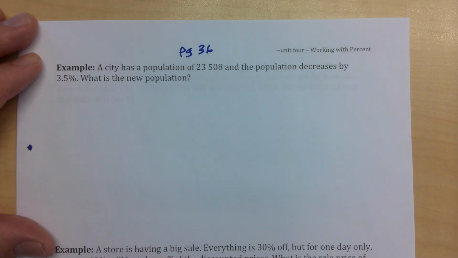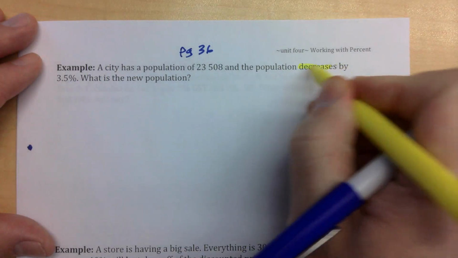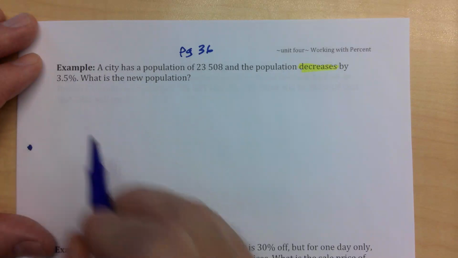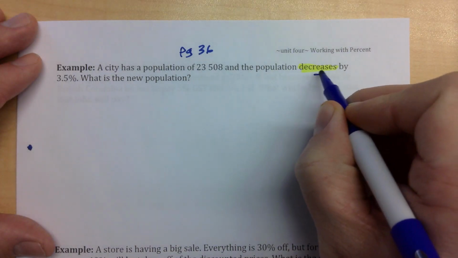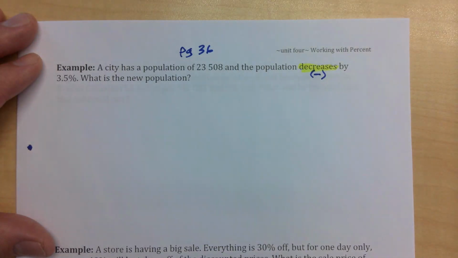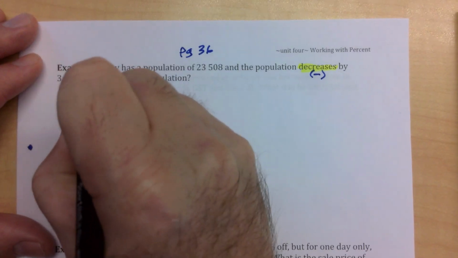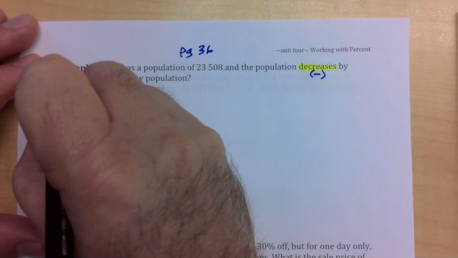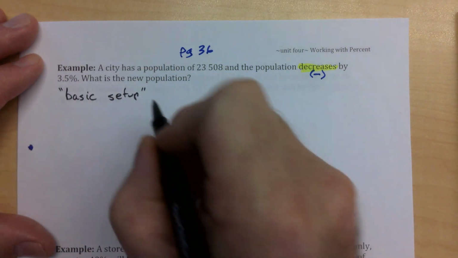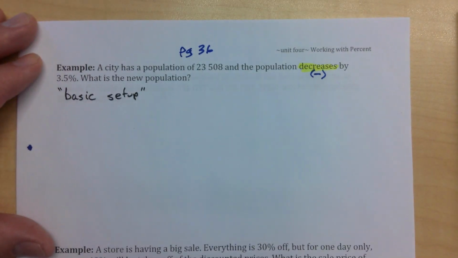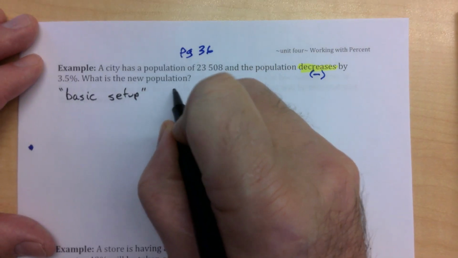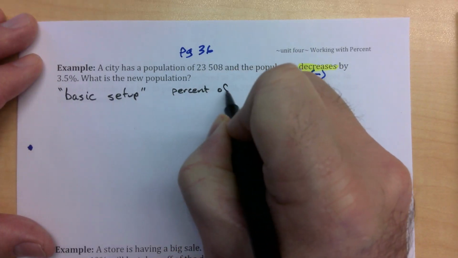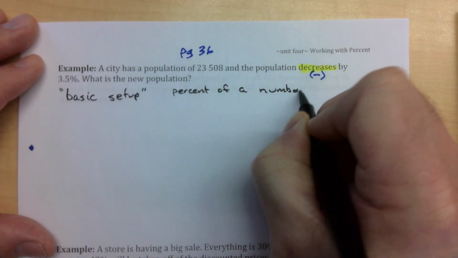So a city has a population of 23,508 and the population decreases by 3.5%. What does decrease suggest to you? Well, in my mind, that suggests some sort of subtraction thing going on. Regardless, the basic setup applies for all of these questions, okay? Some of the questions might change it up a little bit, but the basic setup applies. That means, to put it in words, percent, okay, of a number. Just write it out like that.